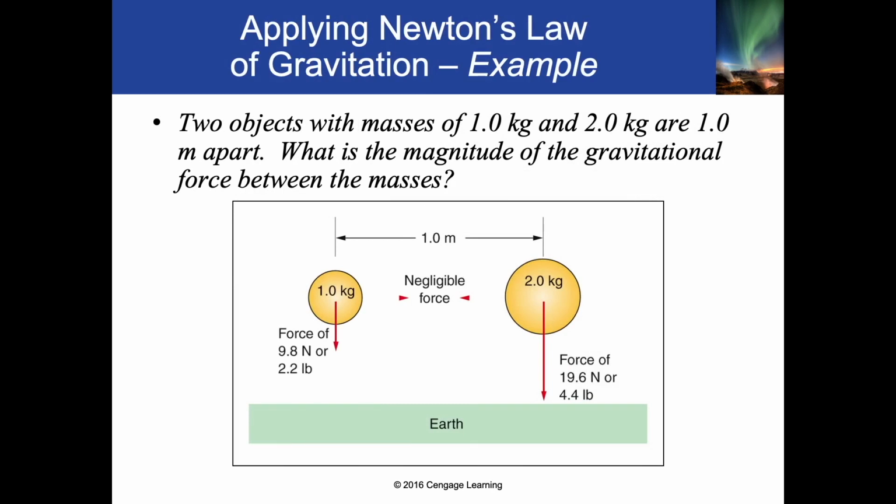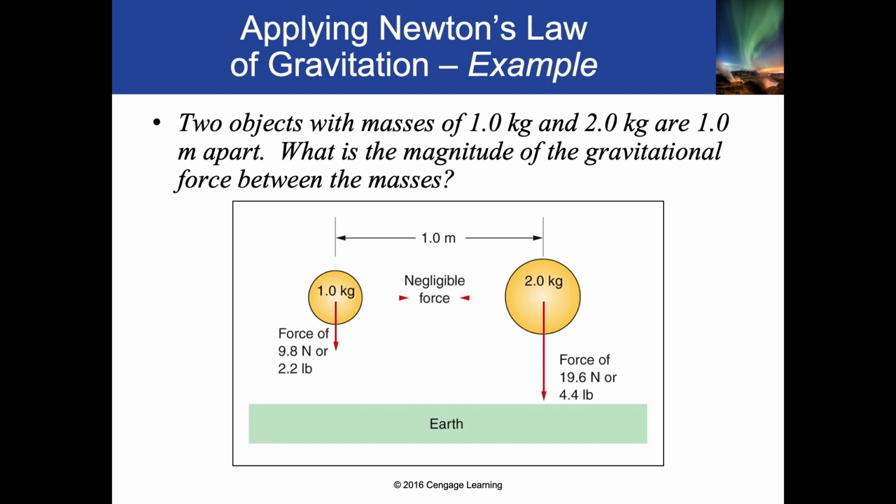So let's take a look at Newton's law of gravitation in this little example here. I have two objects, and one of them is 1.0 kilograms, and the other one is 2.0 kilograms, right? They are 1 meter apart. Sorry, that m should not be italicized, it should just be a regular small m. But they're 1 meter apart. What is the magnitude of the gravitational force between the masses? What is the force between these two?